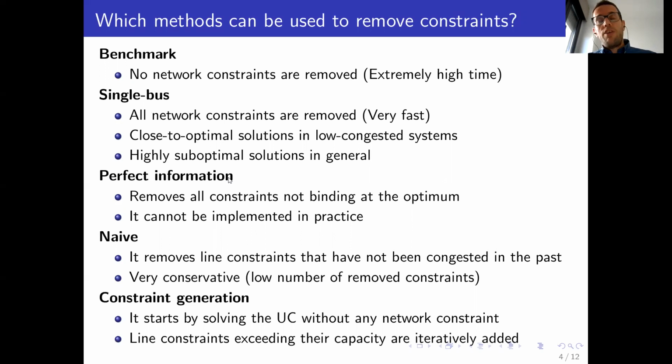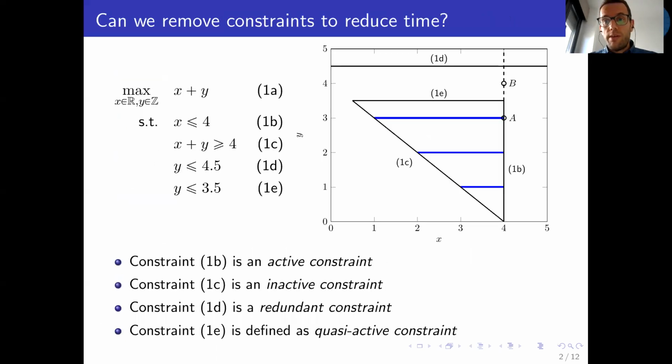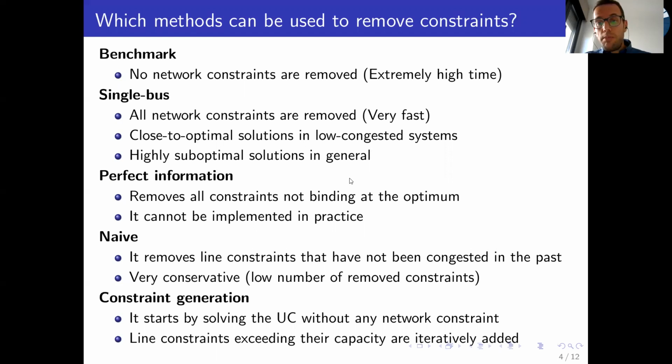Then we have the perfect information method. This is important because it's going to remove all the constraints that are not binding at the optimum. So, for example, in our example here, this method is going to remove all constraints except 1b, and then it's going to fail to find the optimal solution. It cannot be implemented in practice because you would need the optimal solution. That's what the whole thing is about. Then the naive method is going to remove all line constraints that have not been congested in the past, and it's a little bit conservative. It's going to remove a very small number of constraints.